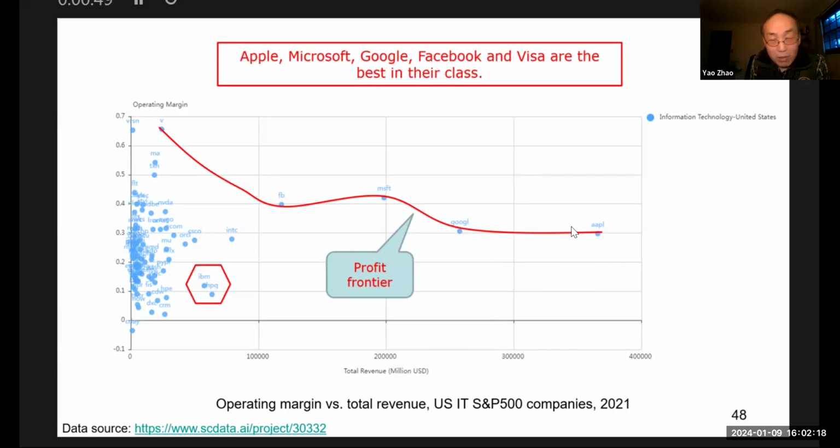Google has about the same operating margin as Apple, but it made much less money in that year. Microsoft is very, very competitive with a much higher operating margin. Then Facebook, Visa, and so on. So where is our old friend, IBM and HP? They're here. As time passed by, things changed significantly.